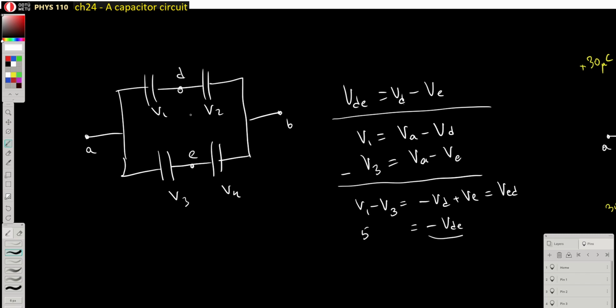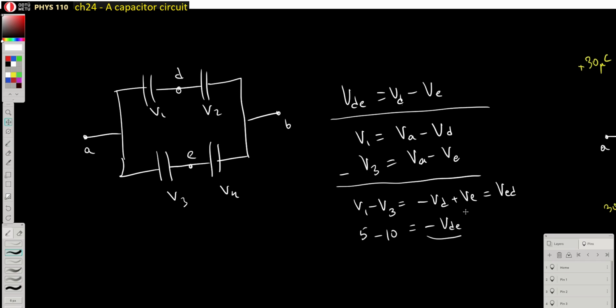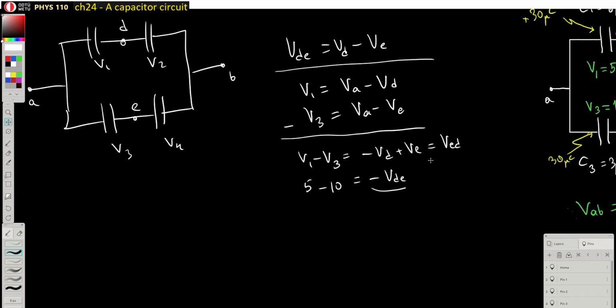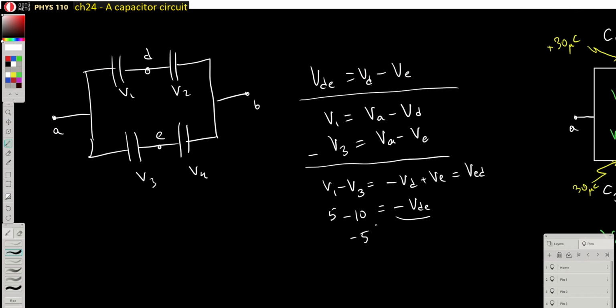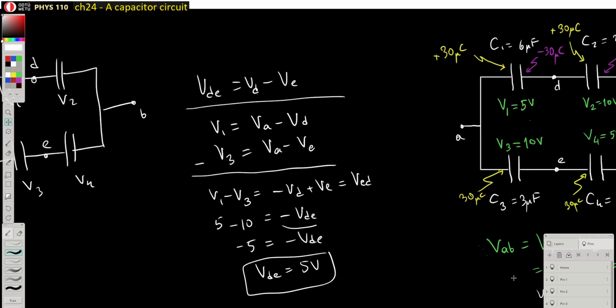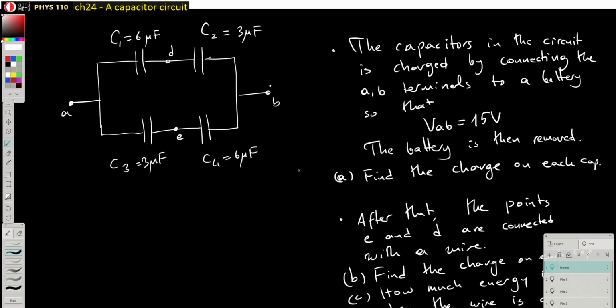That potential difference was 5 volts, and V3 was 10 volts. Let me check again. All right, yeah, I was correct. So therefore, this is minus 5. So therefore, this VD potential difference is 5 volts. Okay. In any case, let's go back to the original problem again.